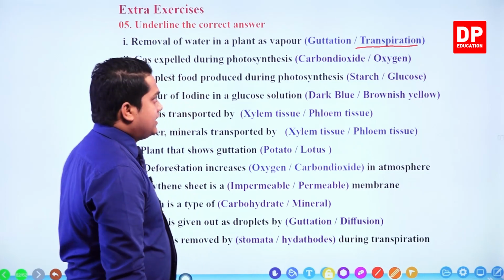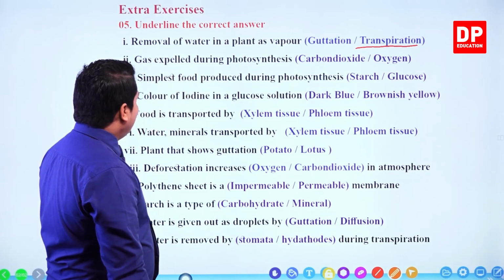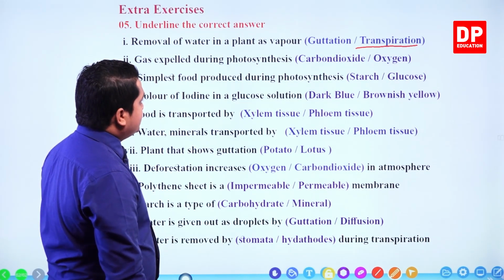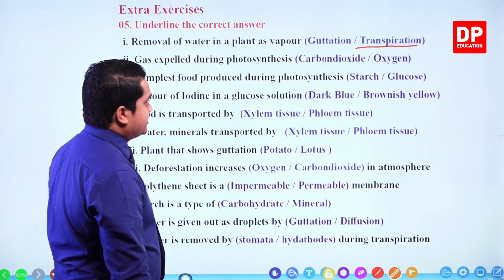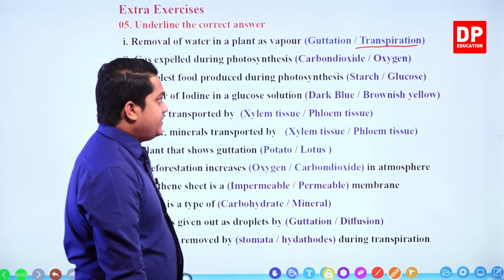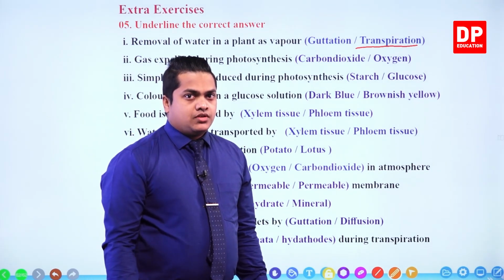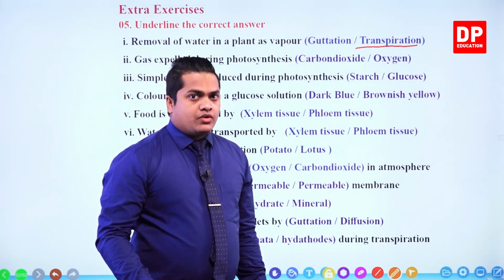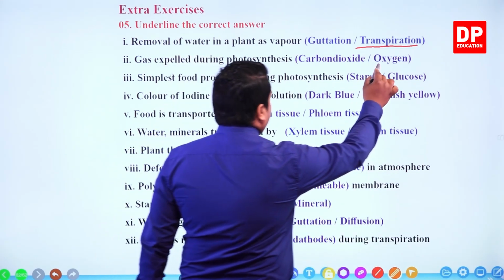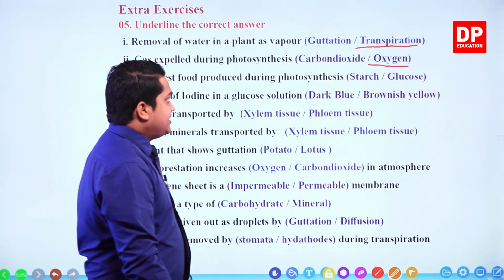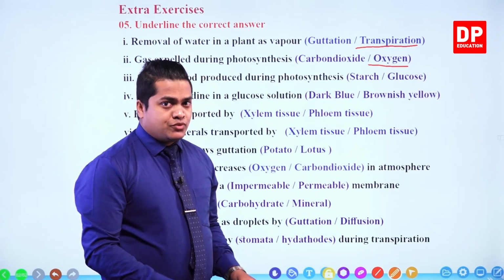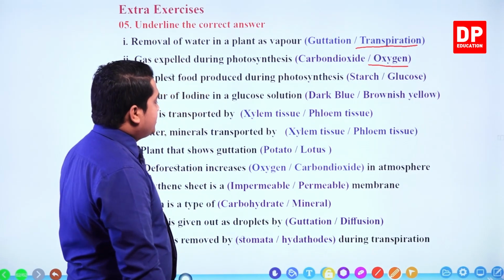Okay. Next one. Gas expelled during photosynthesis. The gas which is expelled, meaning coming out, going out, during photosynthesis is oxygen gas. Quite obvious. Oxygen gas is the one which is getting expelled. Carbon dioxide gas is the one which is getting absorbed. Next one.